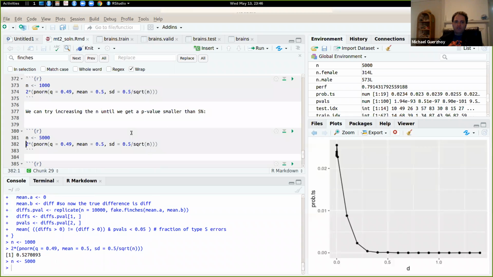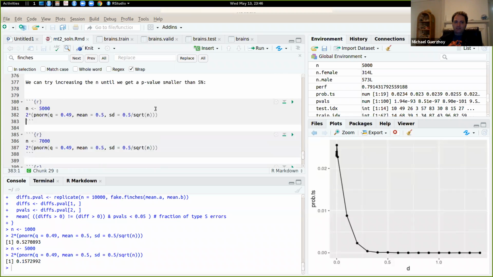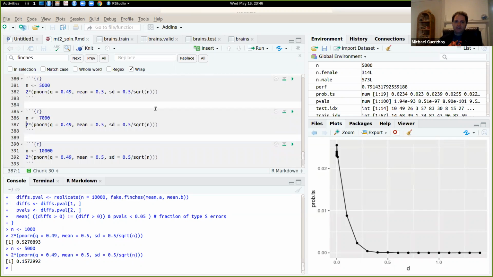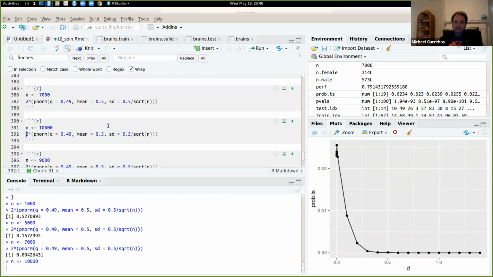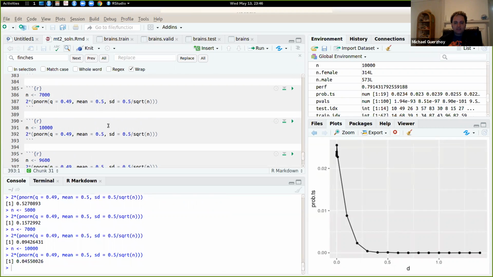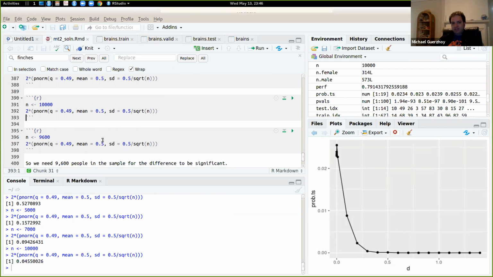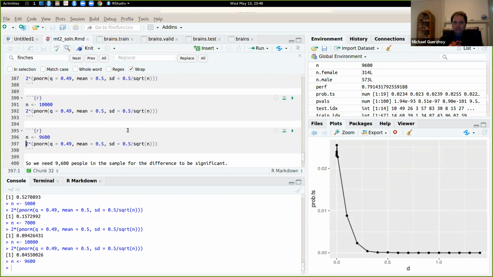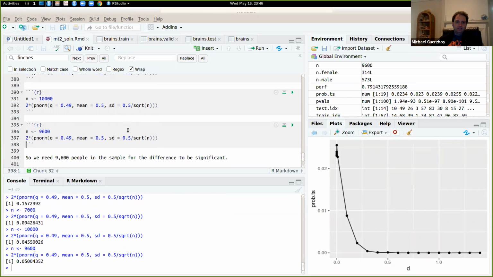So what if we try 5,000? That gets to 15%. Try 7,000. That gets to 9%. With 10,000, you get less than 5%. So this would be enough, but we can kind of go and say, well, if it's 9,600, that's going to be like exactly 5%.